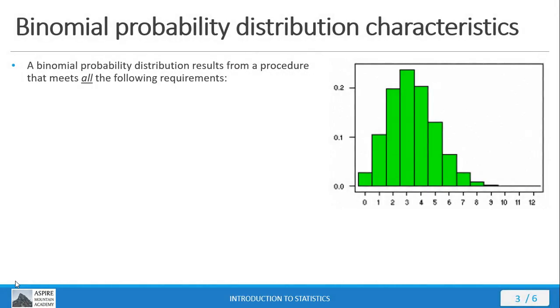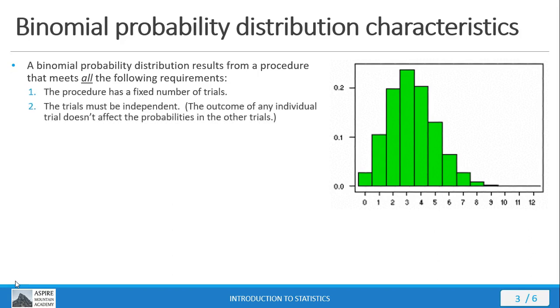So to start with, we need to understand the binomial probability distribution results from a procedure that meets all of these requirements. Just as there are requirements for a distribution to be a probability distribution, so there are requirements for a probability distribution to be a binomial distribution. So first up, we've got to have a fixed number of trials. Second, each of those trials must be independent. There's no dependency here, okay?